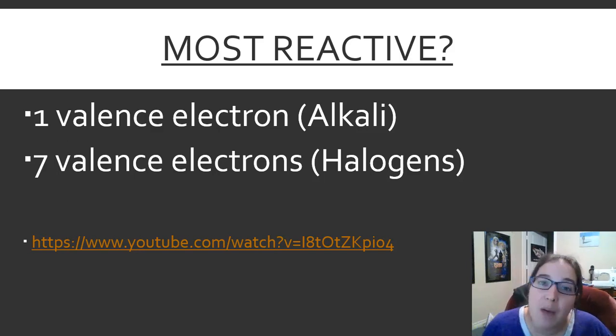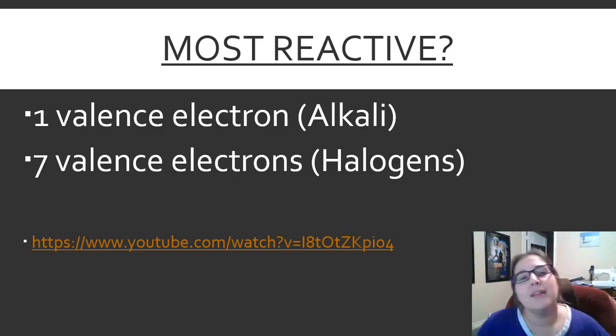So one of the most common compounds of an alkali metal and a halogen is salt. Like the regular salt that you put on food and stuff. Table salt. Sodium chloride. Sodium is an alkali metal. It has 1 valence electron. Chlorine is a halogen. It has 7 valence electrons. So chlorine will steal that 1 electron from sodium. Now chlorine has 8. Sodium has 0 valence electrons.